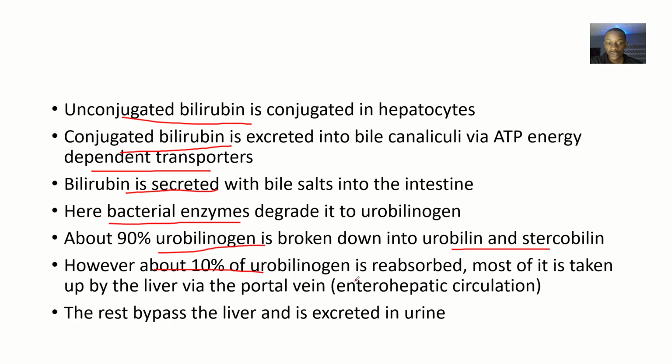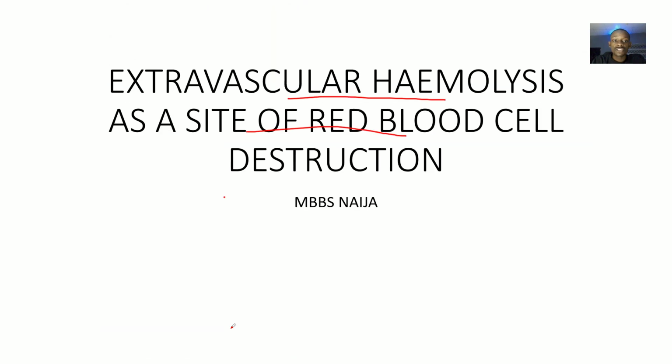About 90% of urobilinogen is broken down into urobilin and stercobilin. However, about 10% of urobilinogen is reabsorbed, and most of it is taken up by the liver via the portal vein, and the rest will bypass the liver and is excreted in urine. Okay, so this is basically how extravascular hemolysis of blood takes place.